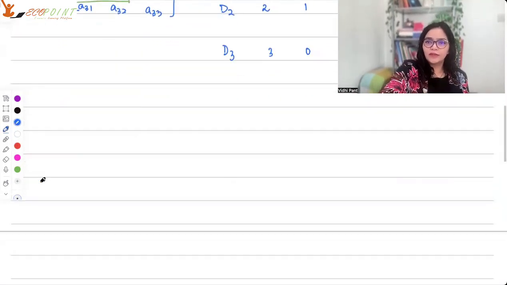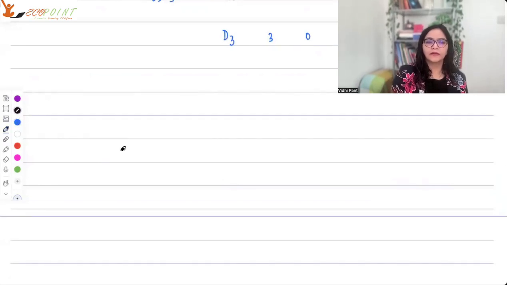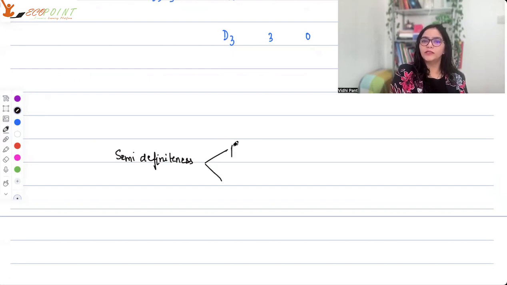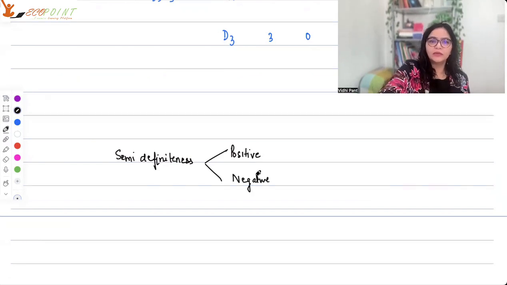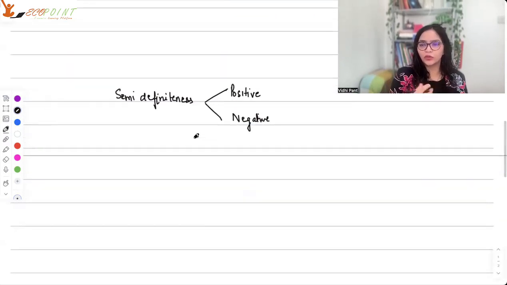But when it comes to semi-definiteness, it's a weaker condition. So again, it could be positive semi-definite. It works like less than or equal to, greater than or equal to. So it's a weaker condition. It could be negative semi-definite. We'll talk about that later, but what do we have to do in order to find out semi-definiteness? What you have to do for semi-definiteness is basically look for all the principal minors.